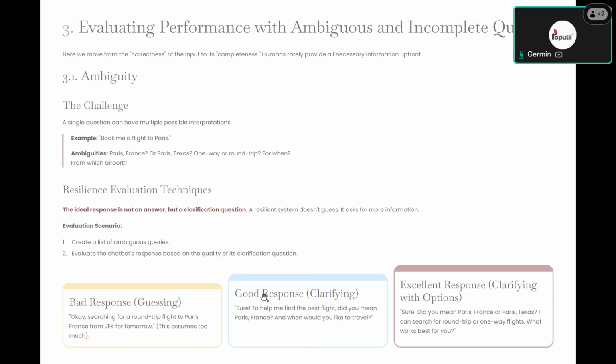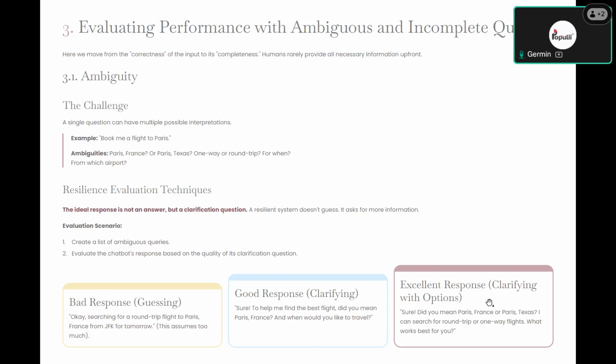And a good response. "Sure, to help me find the best flight, did you mean Paris, France? And when would you like to travel?" So this is much better. It recognizes the ambiguity and asks for key missing details.